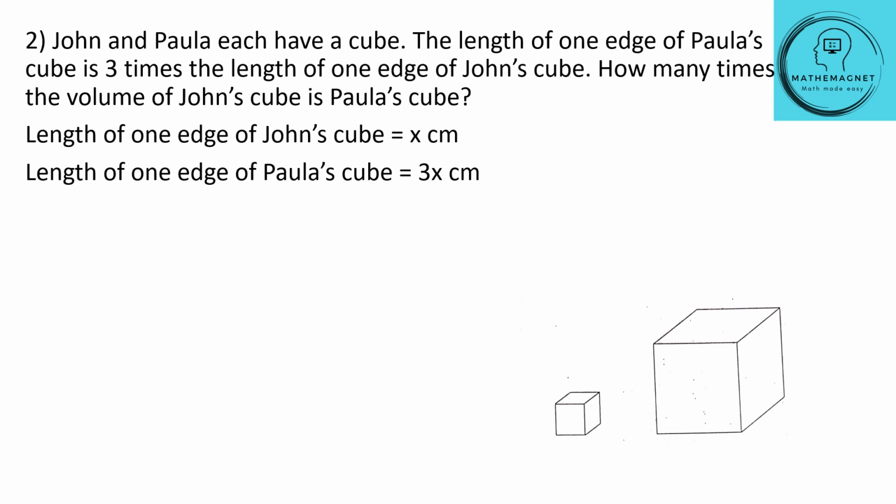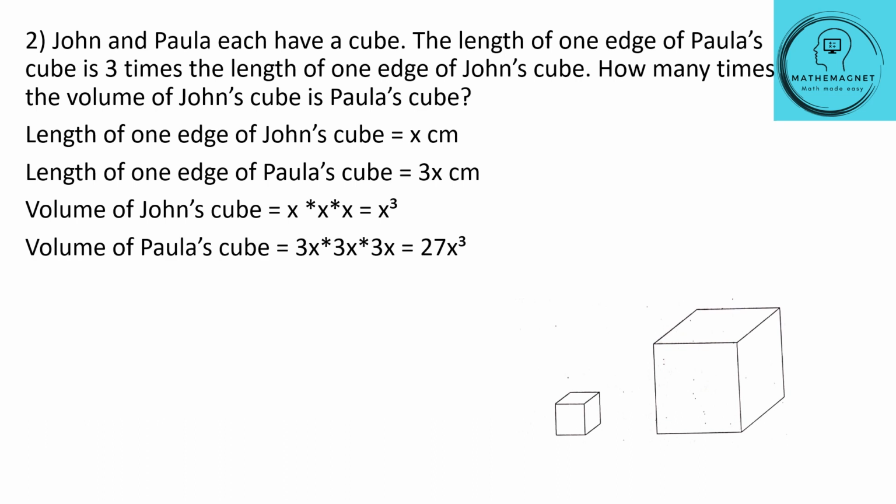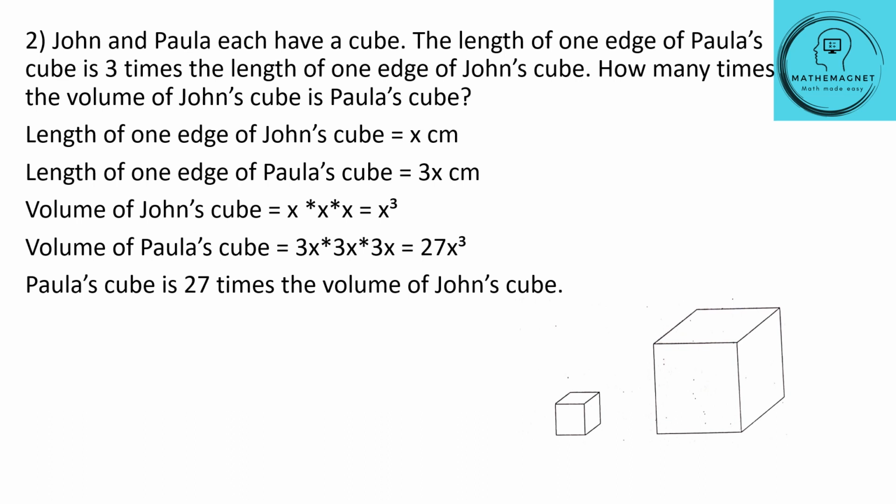So that is 3x. Now to find the volume of the cube, we know it is length into breadth into height, and since this is a cube, all edges measure the same. So volume of John's cube will be x into x into x, which is x cube. Now volume of Paula's cube will be 3x into 3x into 3x, which is 27x cube. So which means Paula's cube is 27 times the volume of John's cube. That is the question. How many times the volume of John's cube is Paula's cube? So Paula's cube is 27 times the volume of John's cube.